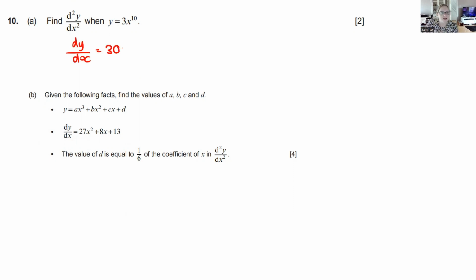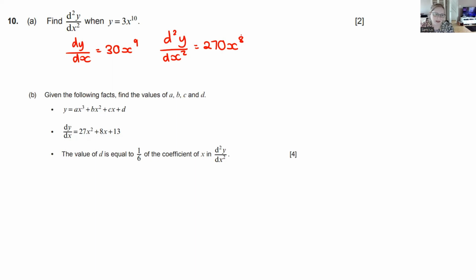So it's 30x to the 9 because we take away 1. And then the second time, we're just doing it from that value that we've just been given. The only thing is that you have to do a little bit of times in. So 9 times 30, well, that gives us 270x to the 8. And that's it.